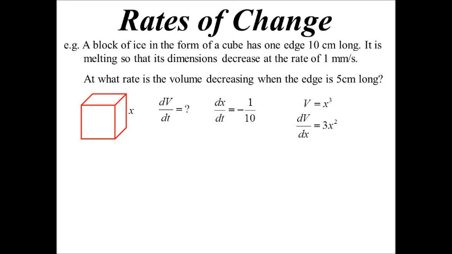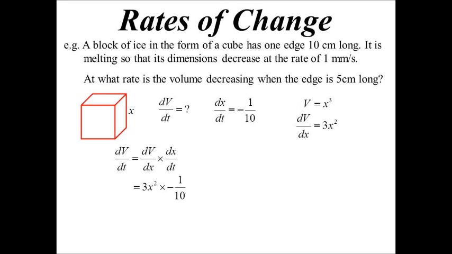And now I can get a formula that will link all these together using our chain rule. So dV/dt would be dV/dx times dx/dt, and we have formulas for both of those two things. So I can now measure the rate of change of volume with respect to time. But interestingly, I don't actually need to know time. I just need to know the length of the cube to use this formula.